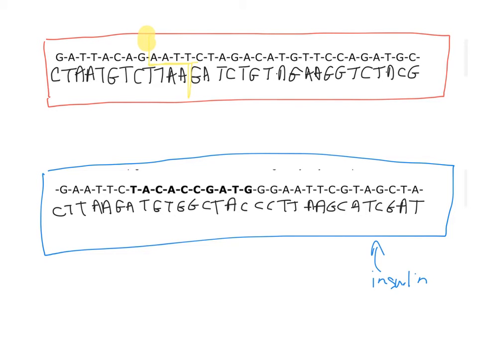So on the red strip, there's one sequence of AATT, so I make a zigzag. And then down below, I have an AATT here, and I also have an AATT here. Once you've made those zigzag lines, you're marking where the restriction enzyme cuts the DNA. So it turns out the insulin that we want is right here, in between these two zigzags.